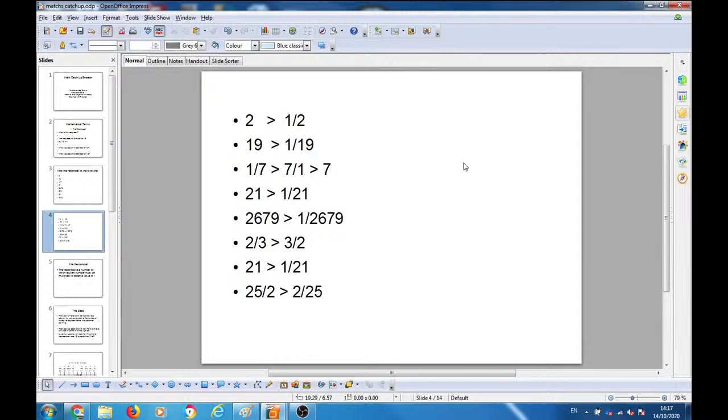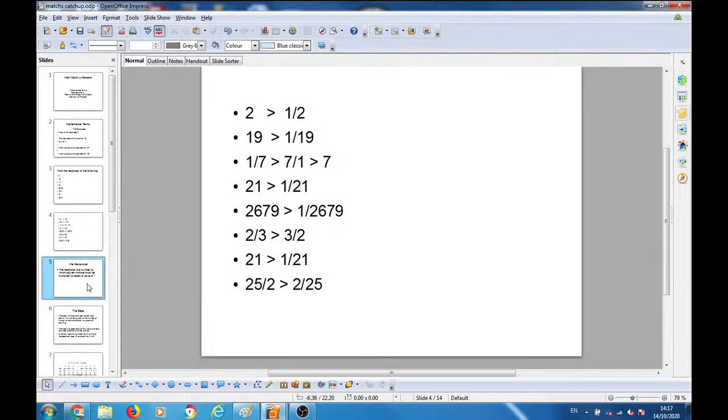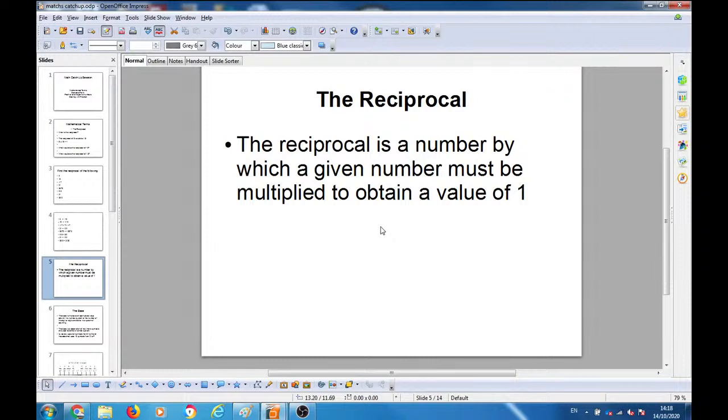Okay, so having done that, we go to the next one. The next one is the definition. That's a definition which you need to know. And it says here the reciprocal is a number by which a given number must be multiplied to obtain a value of 1. So that's the definition, and that's what you would need to know for the exam. There's one question which comes up where they say define what a reciprocal is, and it gives you 1 point for that.